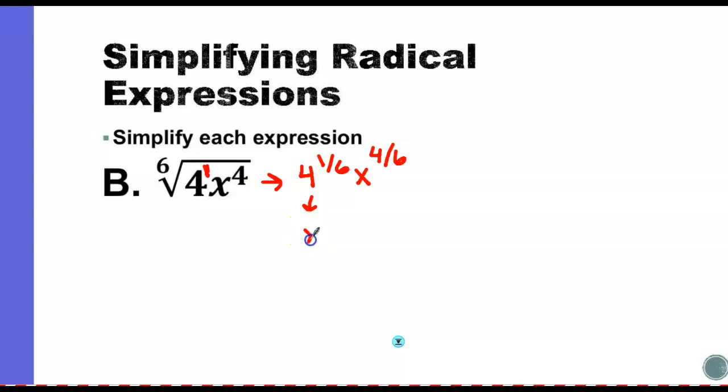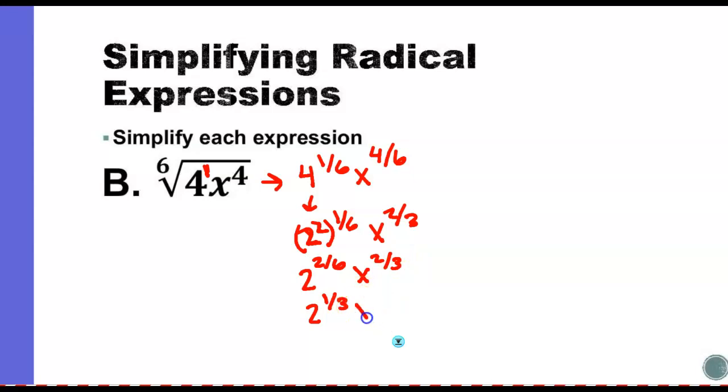I can rewrite that as 2 squared. 2 squared to the power of 1/6. X to the power of 4/6. We can reduce that to 2/3. Sorry guys, I'm struggling. And then finally, let's go ahead and multiply these together. 2 to the power of 2/6. X to the power of 2/3. Of course, I can reduce 2/6 to 1/3. And I can reduce this to, oh, it's already 2/3.